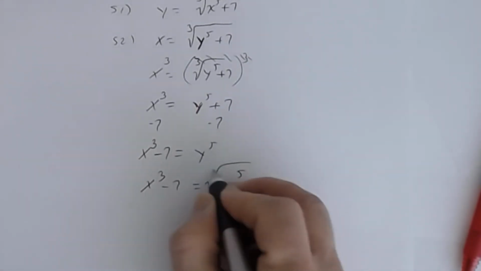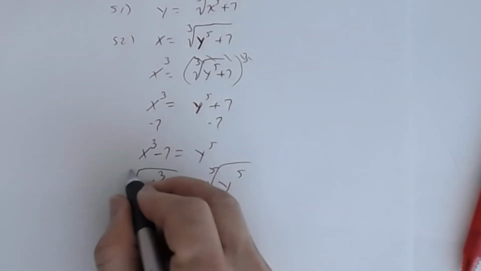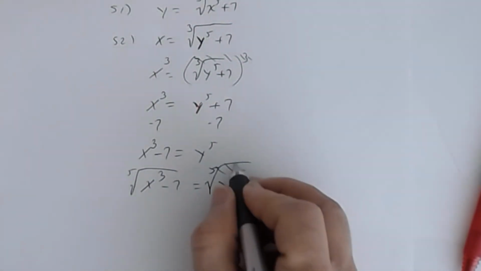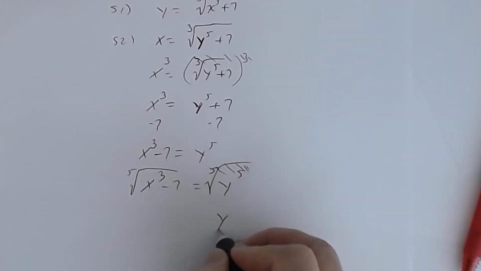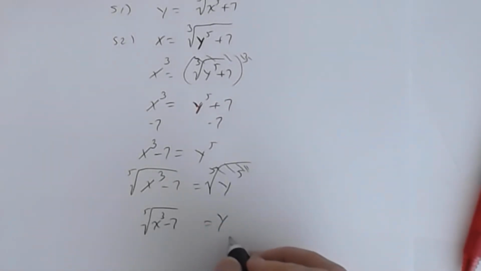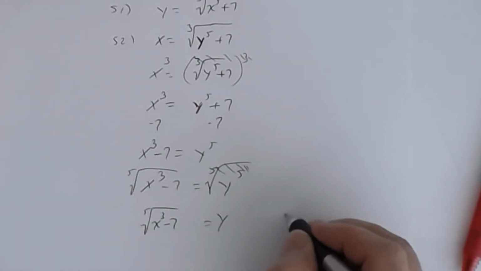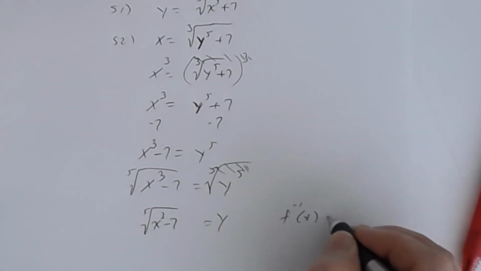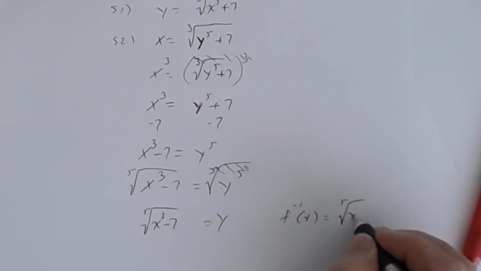So you can take the fifth root, notice the index 5, take the fifth root of both sides. And so the fifth root and the exponent of 5 undo each other. So you get y equal the fifth root of x cubed minus 7. Okay? And so that is your inverse. So f inverse then will be the fifth root of x cubed minus 7.